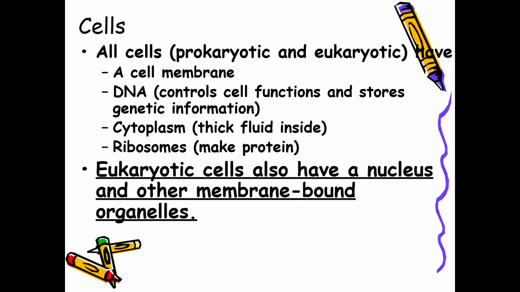Eukaryotic cells have a nucleus and other membrane-bound organelles. All right, so I'd like you to write eukaryotic cells have nucleus and membrane-bound organelles. So you're writing eukaryotic cells have nucleus and membrane-bound organelles. You're writing what is underlined here. You can pause and finish writing that down as I move on.